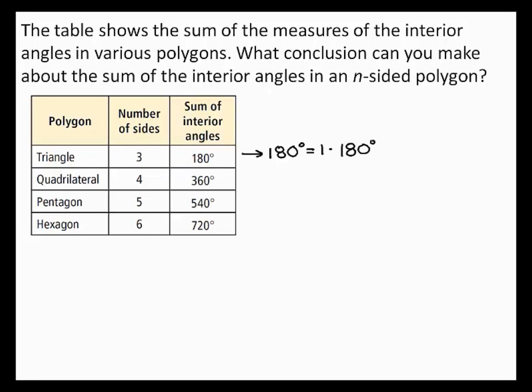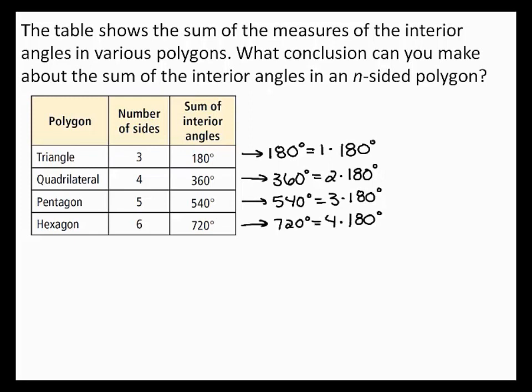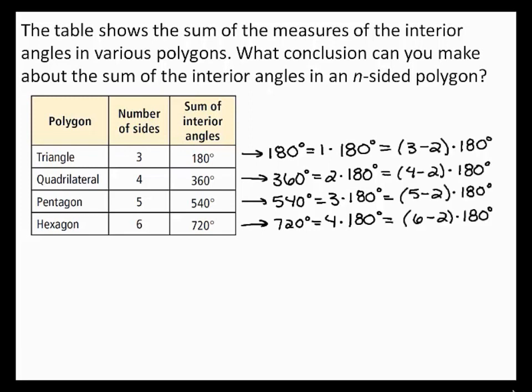180 degrees is equal to 1 times 180 degrees, 360 degrees is equal to 2 times 180 degrees, 540 degrees is equal to 3 times 180 degrees, and 720 degrees is equal to 4 times 180 degrees. Furthermore, notice that the number that 180 degrees is multiplied by in each case is 2 less than the number of sides of the polygon.